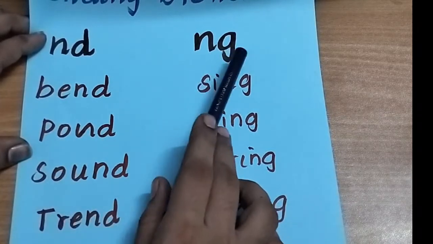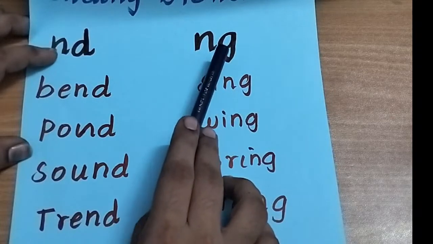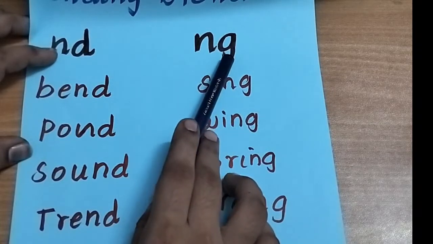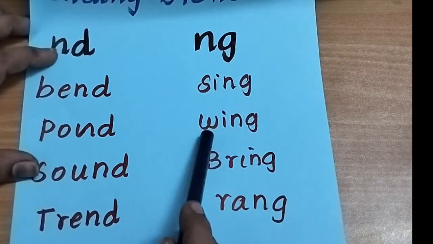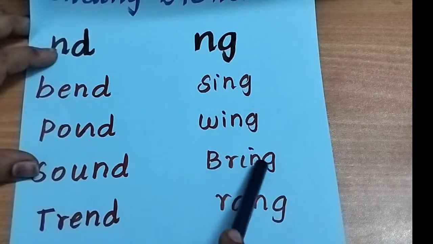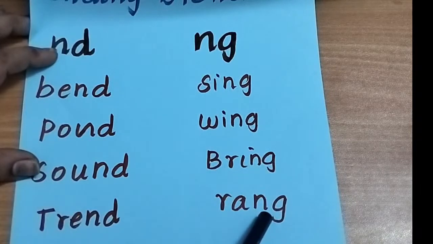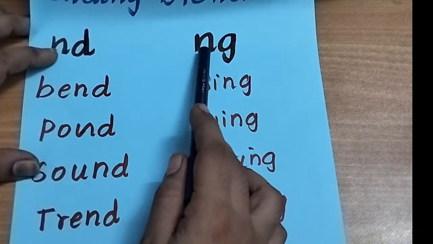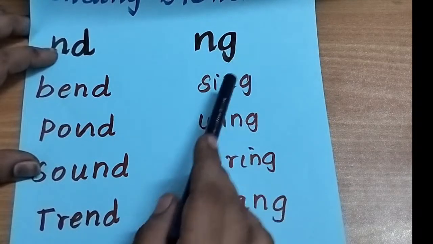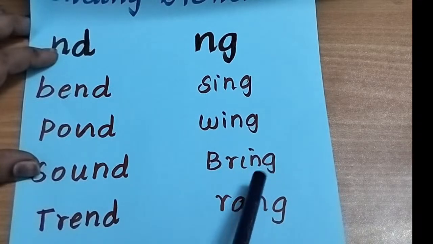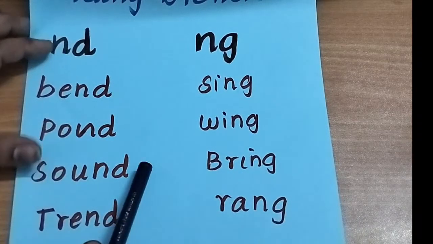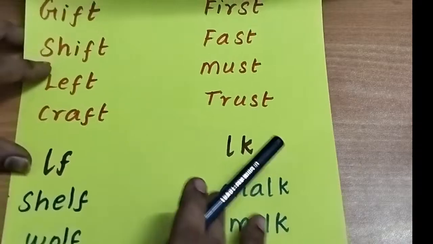Next, in case of NG, the sound of N is N. Next, the sound of G is G. Ing. Sing, wing, bring, rang. So the sound of N is N and the sound of G is G. So we have to read as sing, ring, bring, rang. So in this set of words, you have the consonant blend at the end of the word.